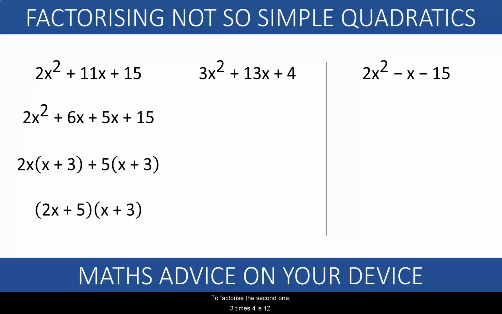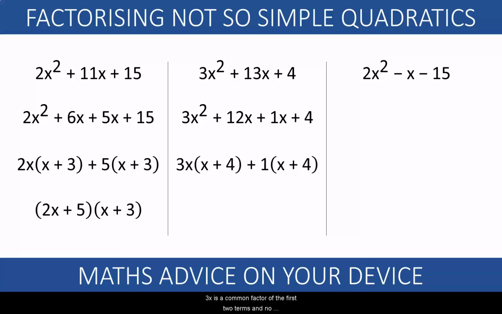To factorize the second one, 3 times 4 is 12. 2 numbers that multiply to 12 and add up to 13. This is a bit more tricky. One of them is 1 and the other is 12. 3x is a common factor of the first 2 terms and no common factor of the last 2 terms, so simply 1. Our quadratic factorizes 3x plus 1 times x plus 4.